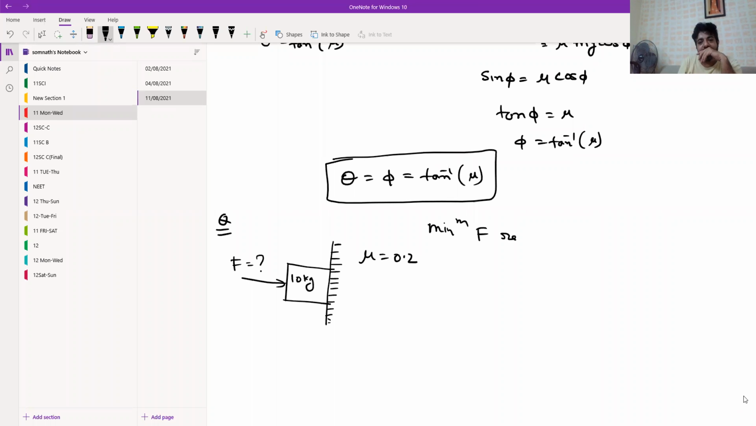F required to hold the block on the vertical wall. Tell me.